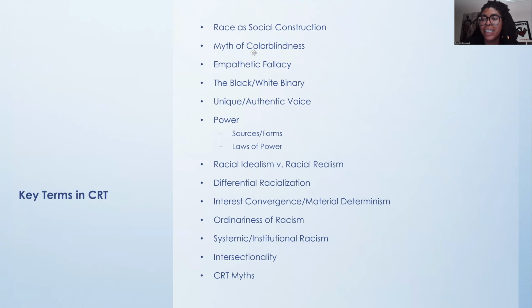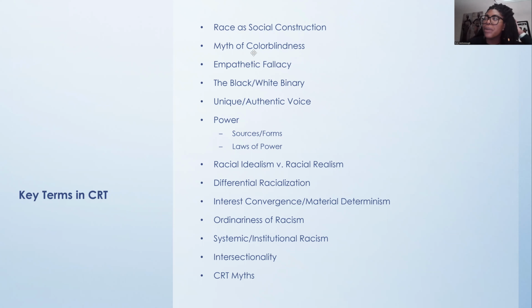Know about the ordinariness of racism. Understand what we mean when we say that racism is ordinary. Understand what we mean when we talk about institutional and systemic racism, that how racism is so deeply woven into the fabric of our society. Know about intersectionality. Again, know about Kimberlé Crenshaw. Know about the fact that we are not just uncomplicated people. We have complex identities, and how those different areas intersect with one another.